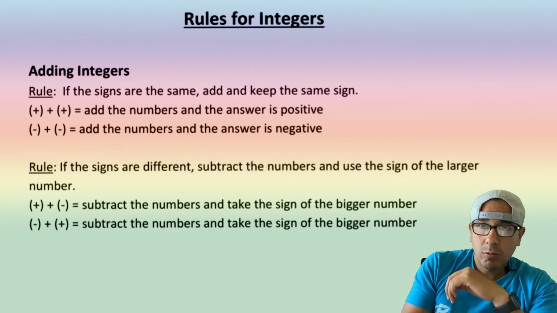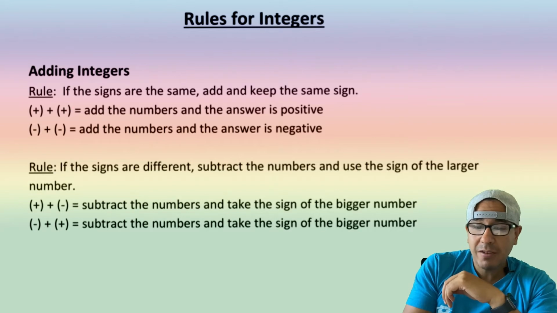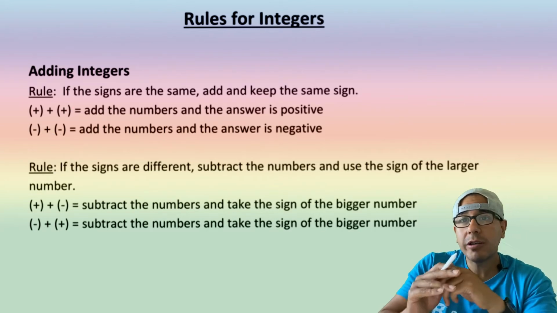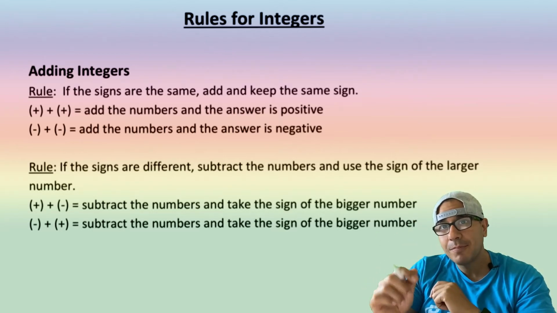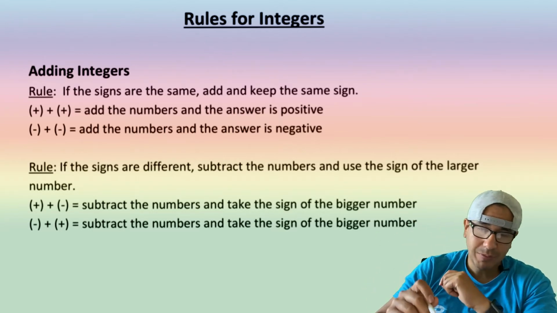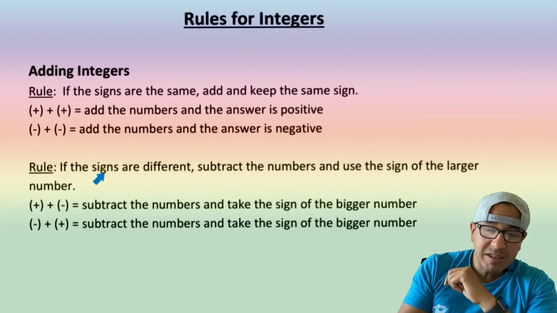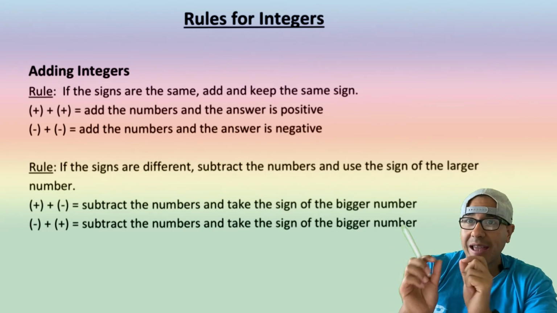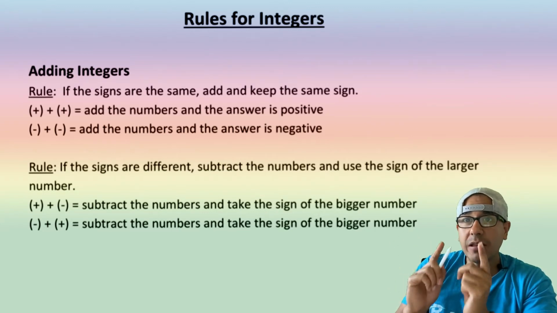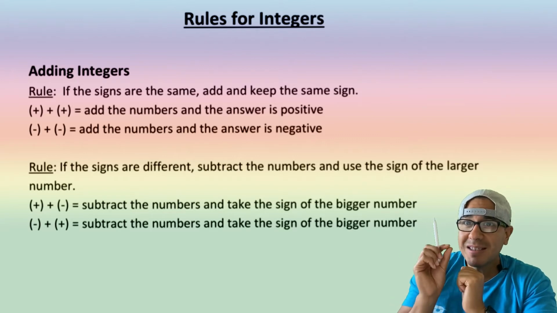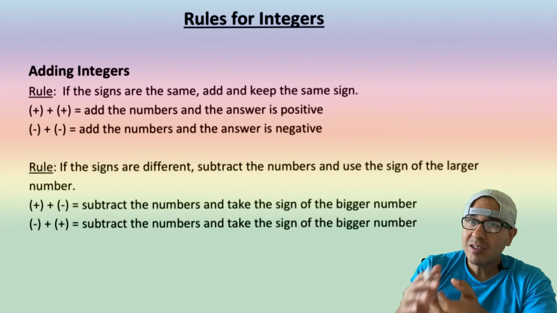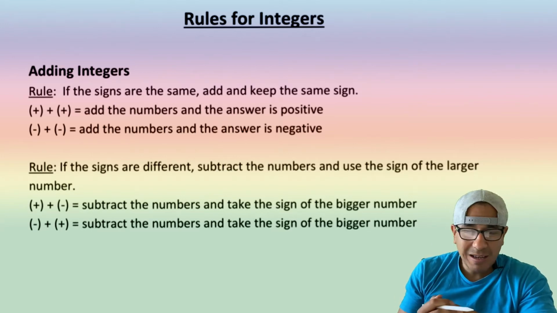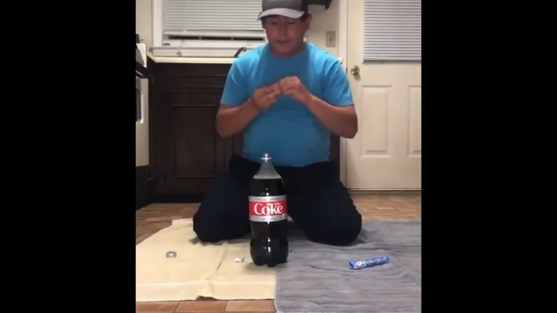So here's our rule. If the integers have the same sign, so say they're both positive or they're both negative, all you're going to do is add those two numbers up and they keep that sign. I'll show you some examples. And what happens if their signs are different when you're adding them? Well, you just subtract the two numbers and keep the sign of the bigger number. All right, so let's do some examples.